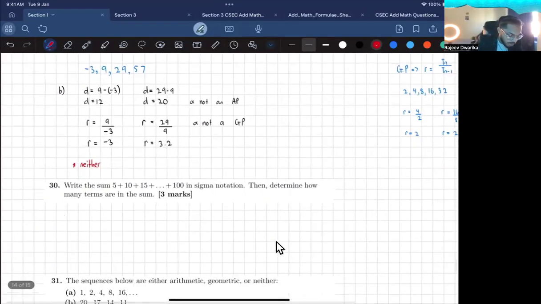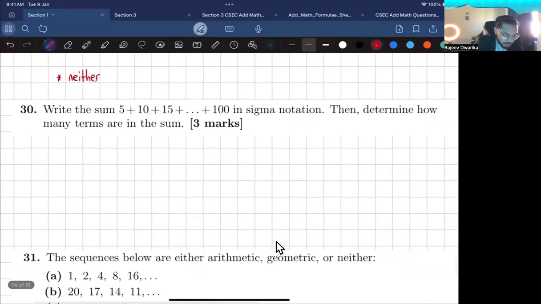Right, let's keep moving on. Write the sum 5 plus 10 plus 15 plus up to 100 in sigma notation. So Amy, do you remember sigma notation? Yeah, I think so, a good bit. All right. In sigma notation, you have the sigma summation sign. At the bottom you have some value i, which is where you're starting from. The value on top is where you end, and you have the general formula over here. Let's try to figure out all of that for this particular question.